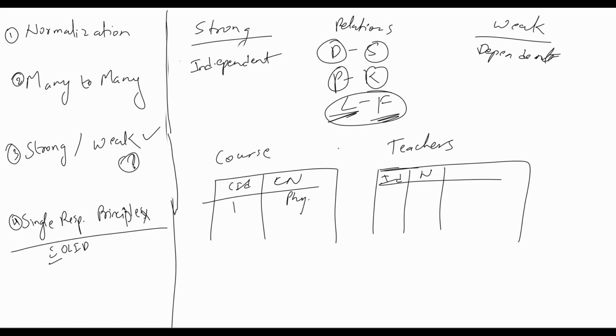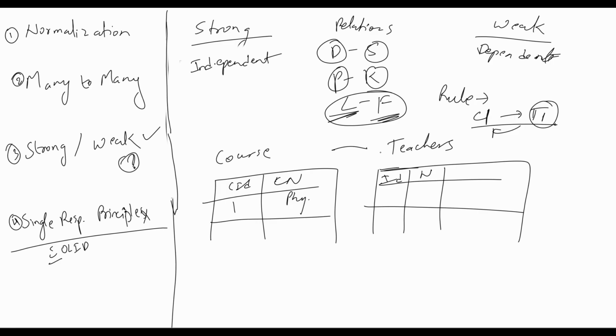Now I want to show a relation between these two. Let's say I make a rule that the relation should be only 1 to 1. Only one course should have only one teacher, not more than one teacher. And one teacher should only teach one course, right? A physics teacher cannot teach an English course and stuff like that. That's wrong.